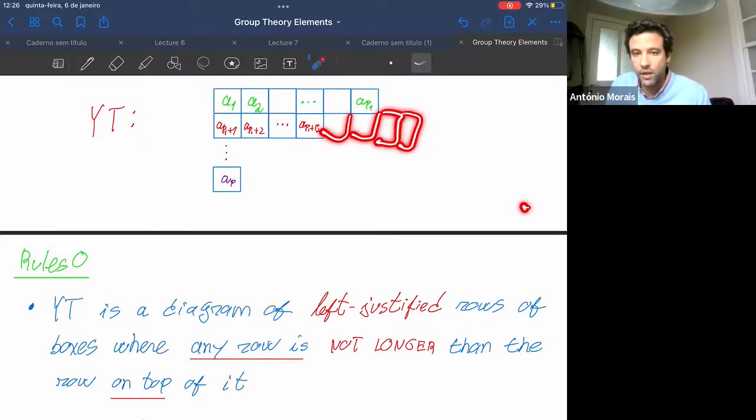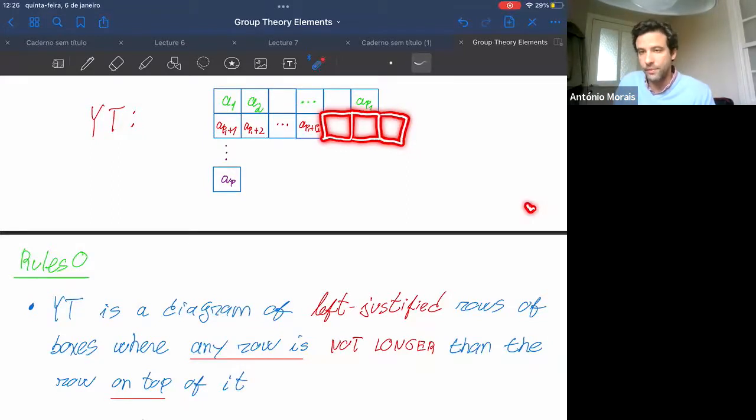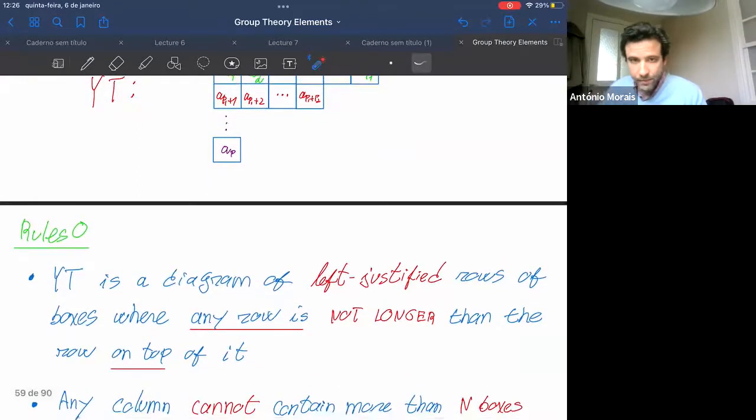This would be a forbidden Young Tableau, having more rows. So if I want to be slightly neater, this would be wrong. They cannot be longer. And the same if it was below. But this one would be an allowed Young Tableau. This would be possible. The condition here is not longer than the row on top of it, but it can be of the same length. So this is the first rule for you to keep in mind when you build Young Tableaus.